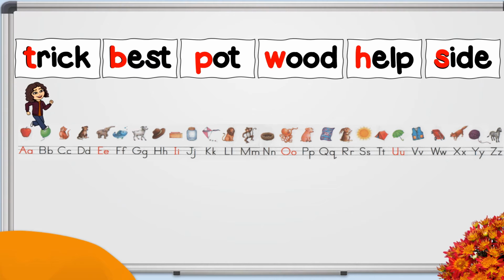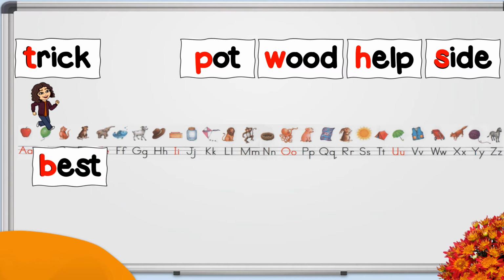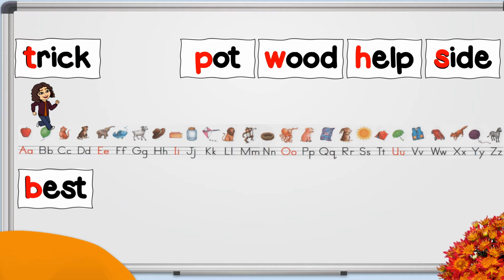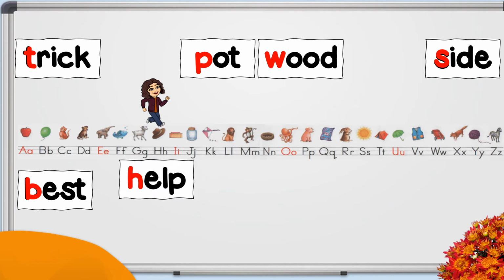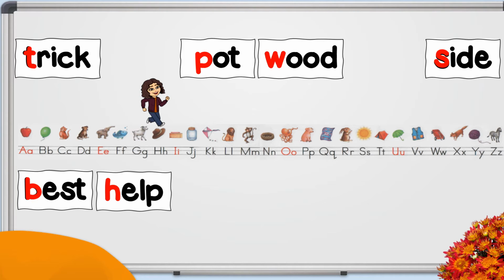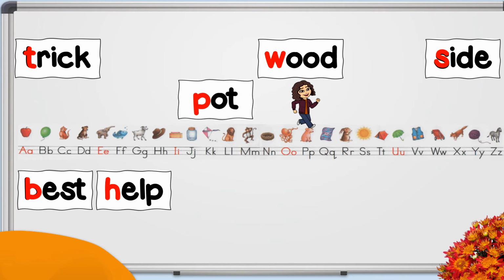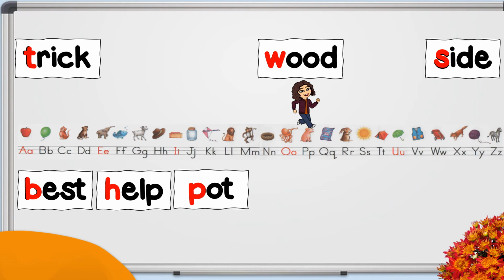A, B. And we have a word that starts with the letter B. So let's bring it down to start our list. Let's go on. C, D, E, F, G, H. And we have a word that starts with H, so let's bring it down next. Let's go on. I, J, K, L, M, N, O, P. We have a word that starts with the letter P, so let's bring it down.